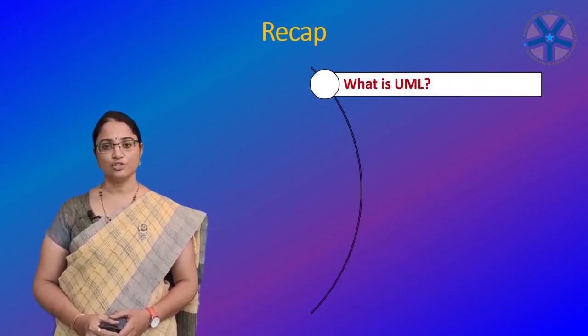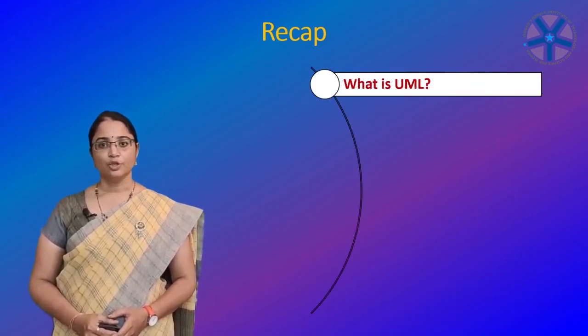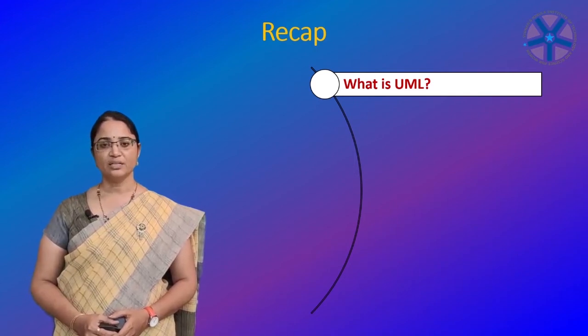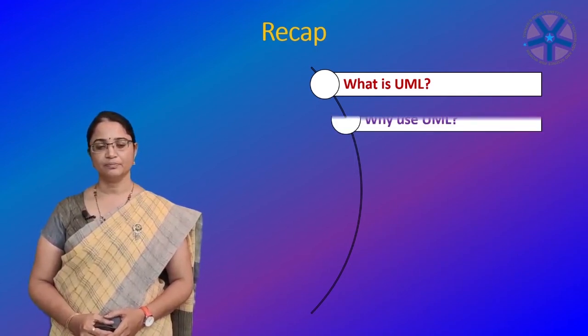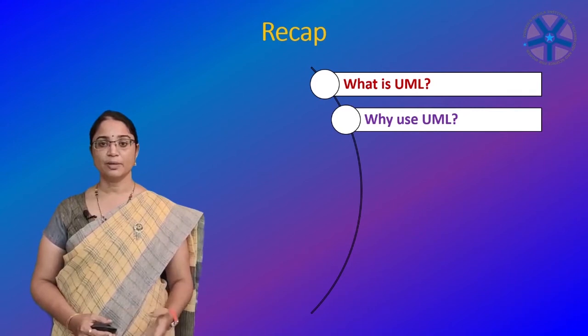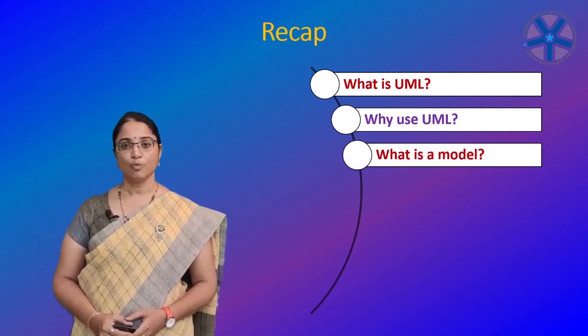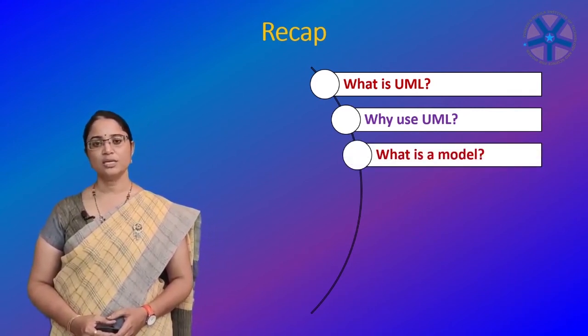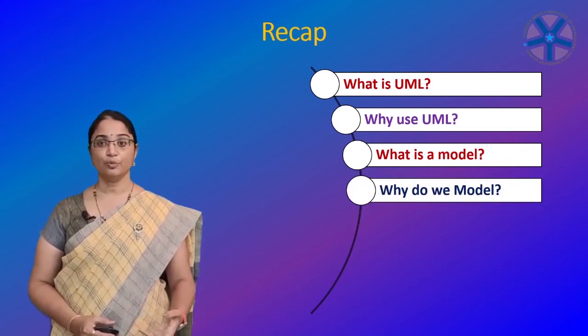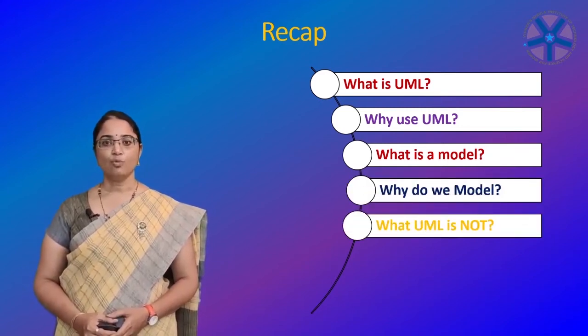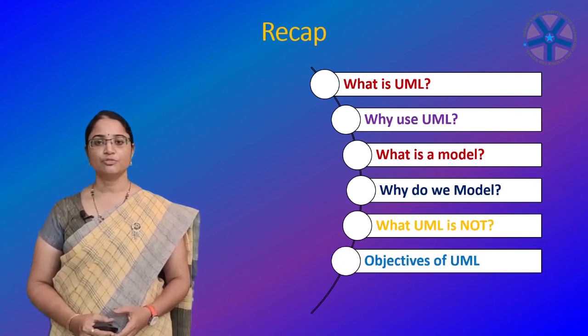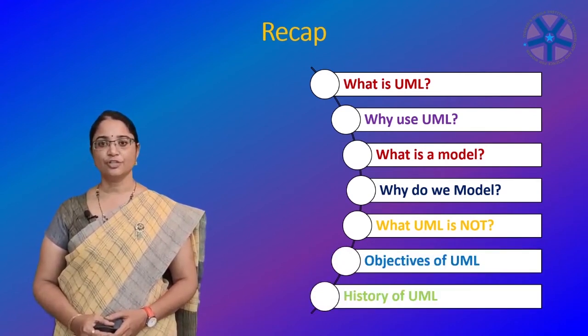We have covered all the topics of Unit 3 and let's have a quick recap of what we have seen in this Unit 3. In this unit, we have discussed what is UML. The UML is a language for visualizing, specifying, constructing, and documentation. Why use UML? What is the main purpose of using UML? What is a model? A model is a simplification of reality. Why do we model? And what UML is not? Objectives of the UML, history of the UML.